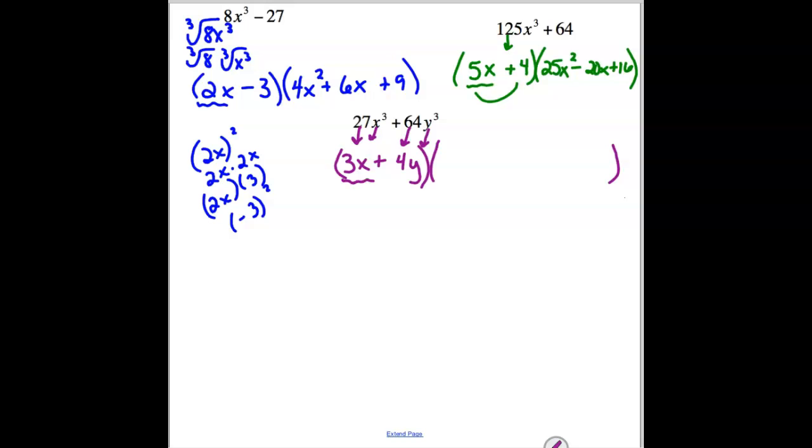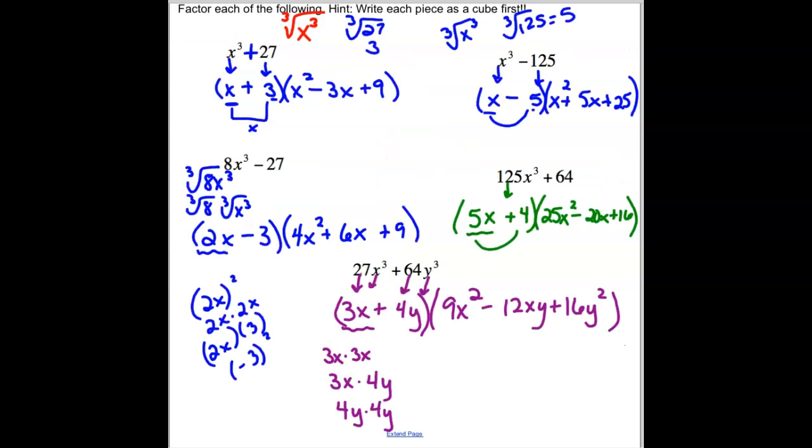So we square the first one. 3x times itself is 9x squared. We take the product. 3x times 4y would be 12xy. We change the sign. And then we square the last piece. 4y times 4y would be a 16y squared. And remember, that last one is always positive. So that's the technique of factoring the sum and difference of cubes.